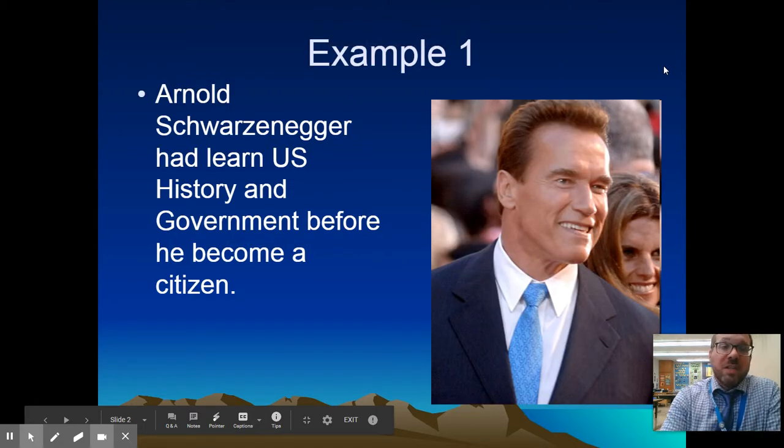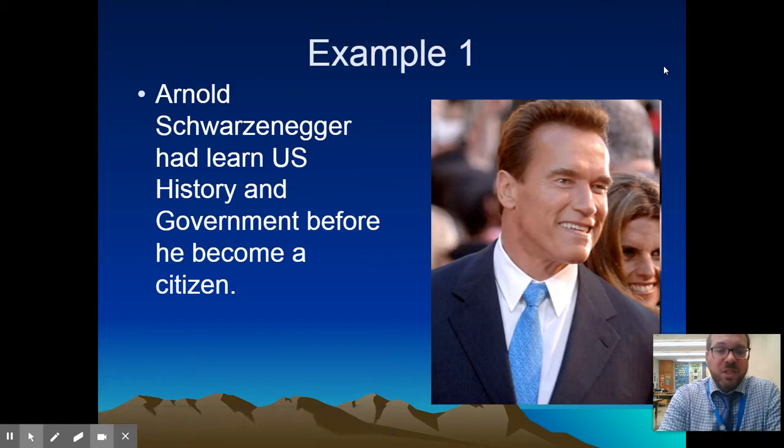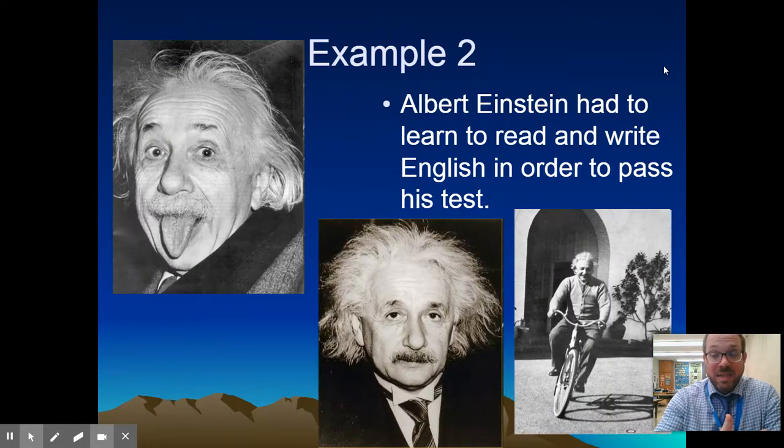Arnold Schwarzenegger had to learn U.S. history and U.S. government before he became a U.S. citizen. Is that birth or naturalization? That one would be naturalization because he was not born in America. And he had to take a test. Number 2, Albert Einstein had to learn to read and write English in order to pass his test. Is that birth or naturalization? Answer, naturalization.